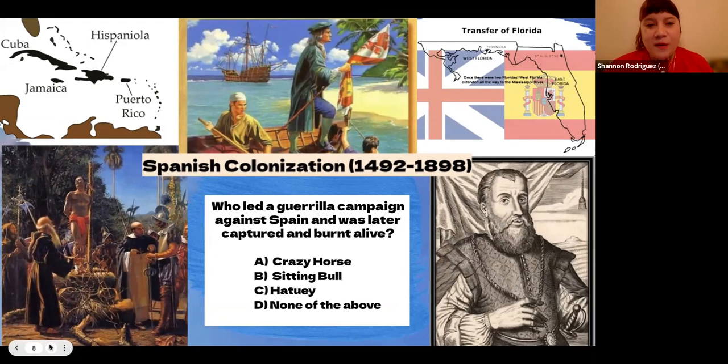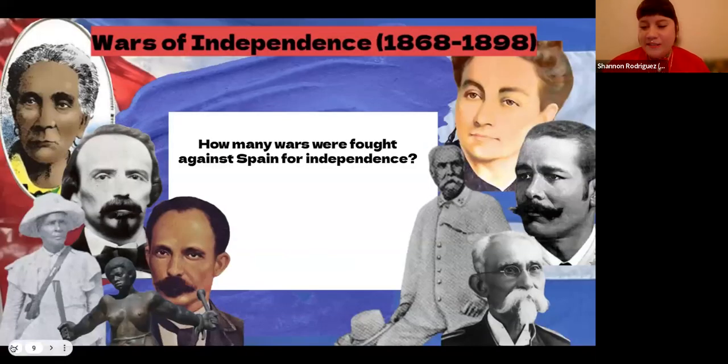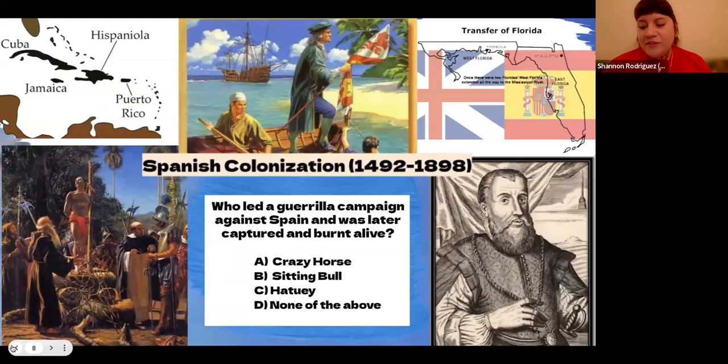Okay, we got some fast responders. Dang, y'all good with the history. I love seeing different answers. Okay, y'all ready? It was C, Hatuey. He was a Taino cacique who left Hispaniola to escape being brutalized by Spanish rule, came to Cuba to lead a guerrilla campaign against Spain, and like I mentioned, was later burnt alive. Within 3 years, Spain had gained control of the island. We can move on to the next one.